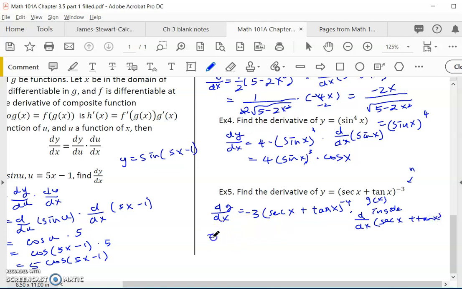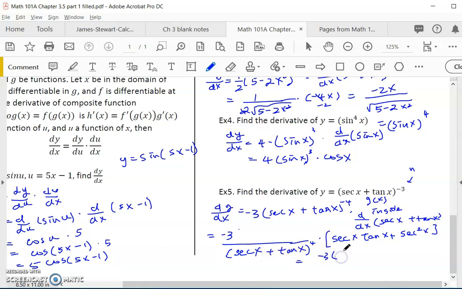So let's do it. It will be negative 3, and it is a 4th power. So we write secant x plus tangent x to the fourth, because it's negative, that means it's in the denominator. Then we multiply by the derivative. What is the derivative of secant x? It's secant tangent. What's the derivative of tangent x? It's secant squared x. So you can rewrite it as negative 3 of these things.